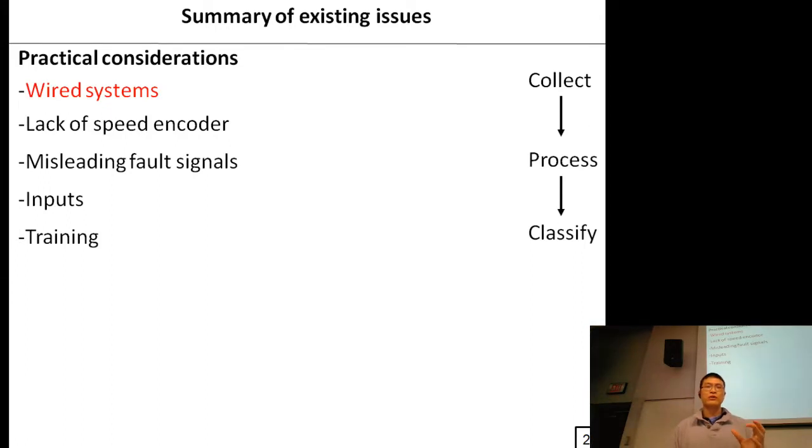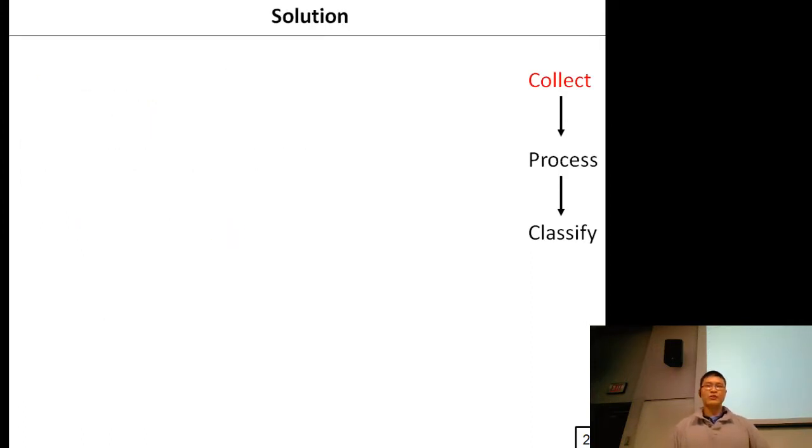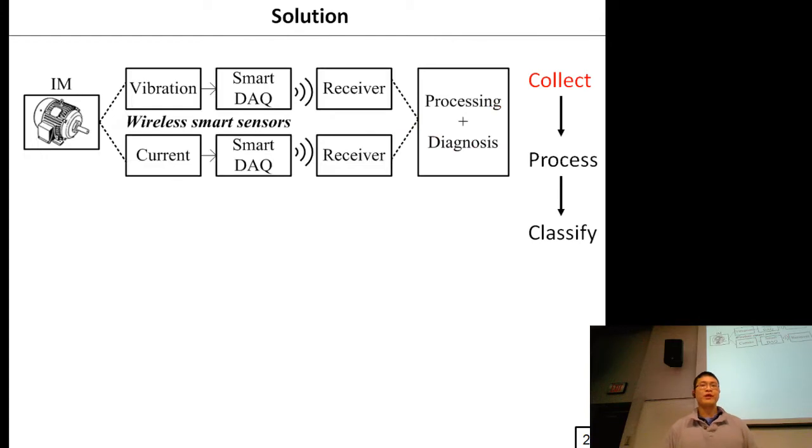And so now I look into the solutions of these issues that I've stated, one by one and very briefly. For data collection, instead of those wired sensors that basically no company uses, I have developed wireless smart sensors, as we see here, where we have sensing elements with a smart data acquisition system wirelessly transmitting information for fault feature processing and classification.